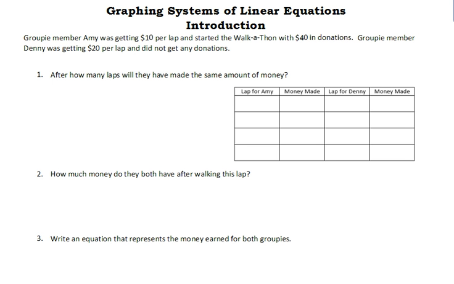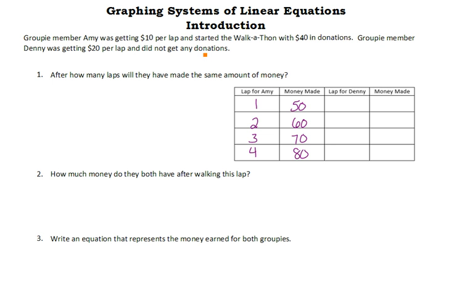Okay, so one way to look at this is go ahead and create a table. Fill out as many laps as possible in order to find out when the money made is going to be the same. So let's go ahead and look at Amy. After lap 1, it looks like Amy has made $50. After lap 2, she has made an extra $10. And again, that's going to be our pattern. We're just going to add on $10 per lap.